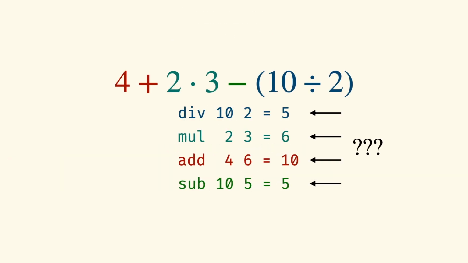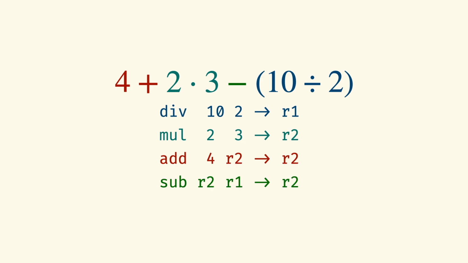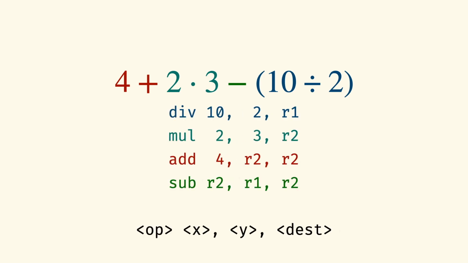So back to our instructions. Now that we know where to put them, let's have our computer stick our intermediate values in registers. We'll rather arbitrarily call them R1 and R2 for the sake of convenience. And again, some quick reformatting and we have our final assembly code.